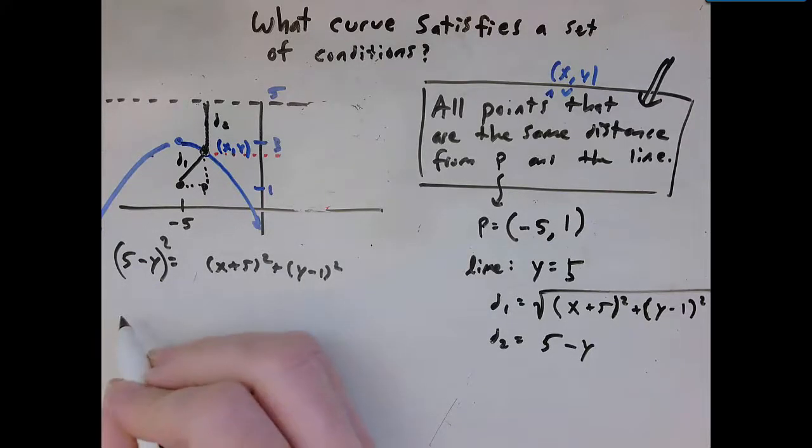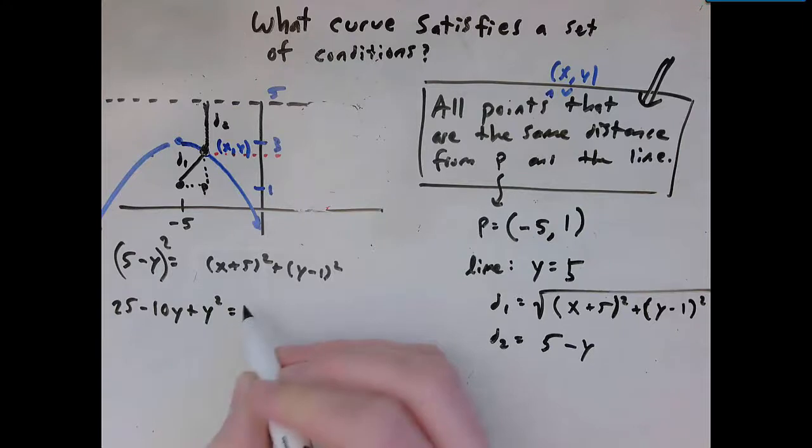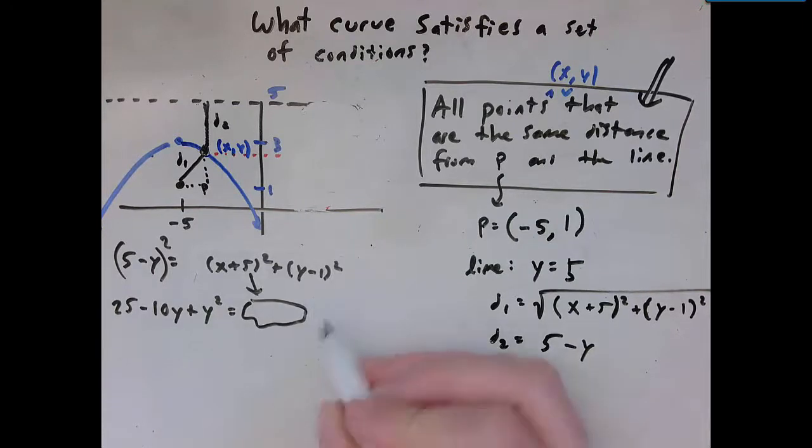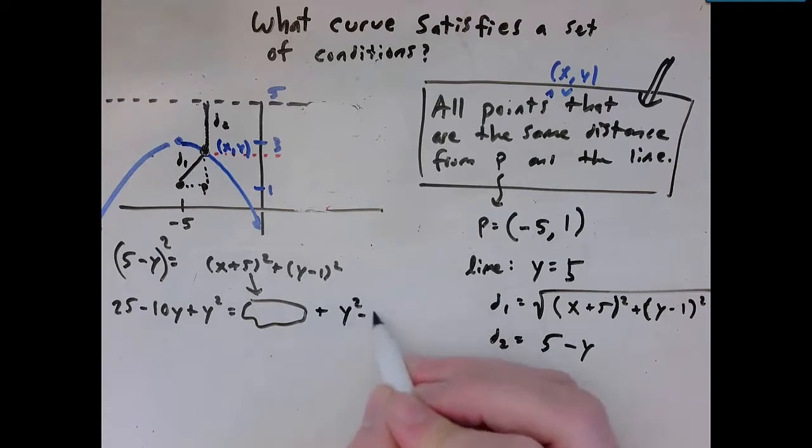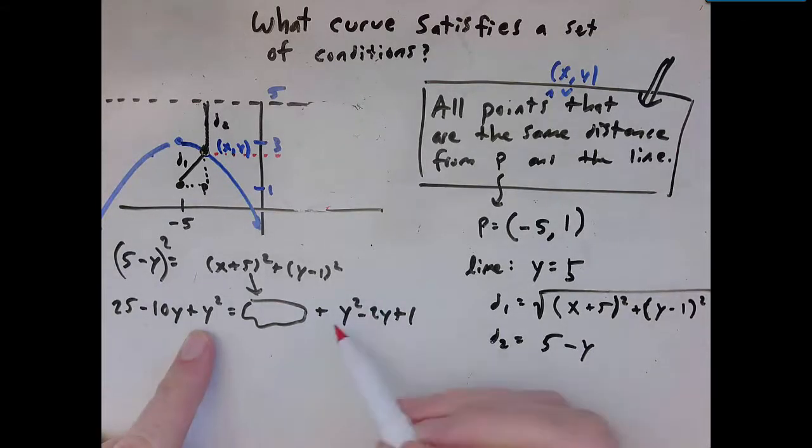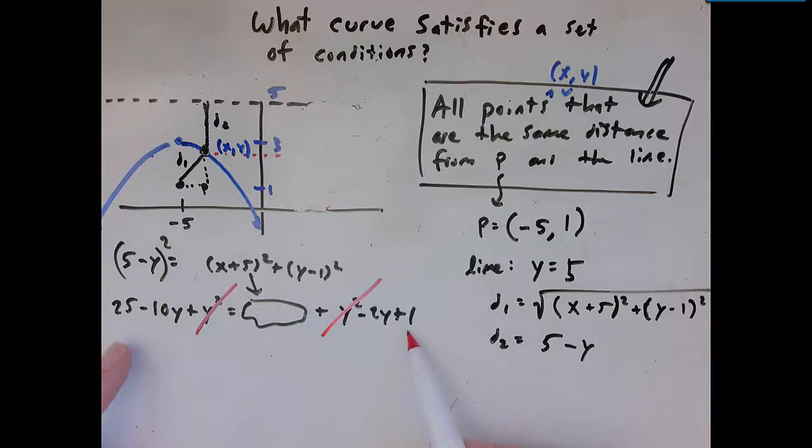So on the left-hand side, I've got 25 minus 10y plus y squared. Here's my x term, which I'm not going to write. Here I've got y squared minus 2y plus 1. Okay, this is looking good. I've got a y squared on both sides, so I can subtract those. And that's the only really obvious thing that's canceling. So let's put all the y's on one side and all the constants on the other side. I'll add 2y here, so that gives me negative 8y. I'll subtract 25, so that gives me negative 24. And then the x term still looks like this.